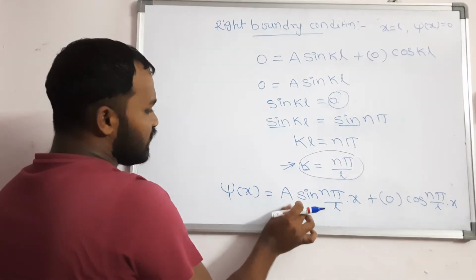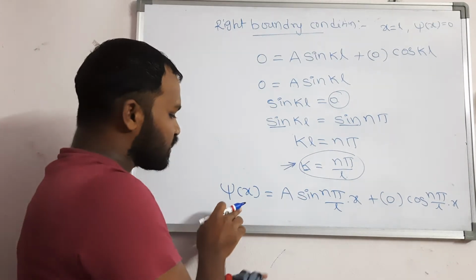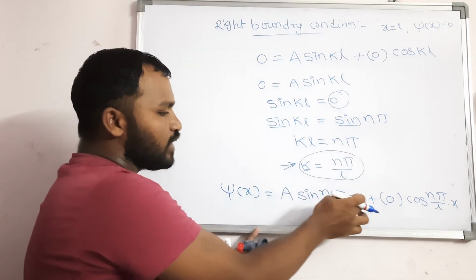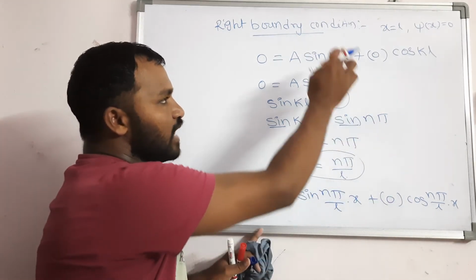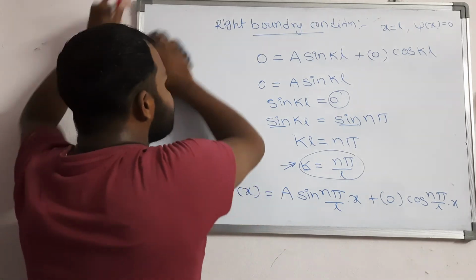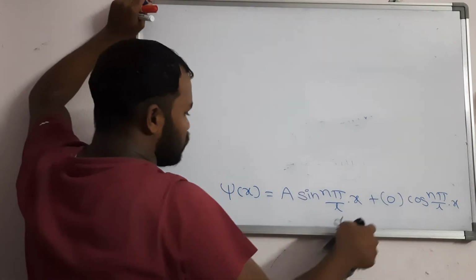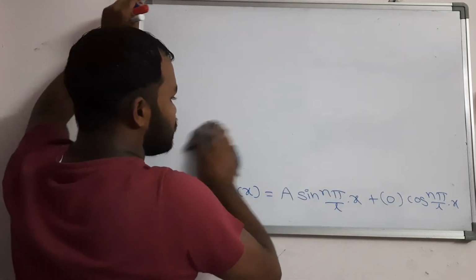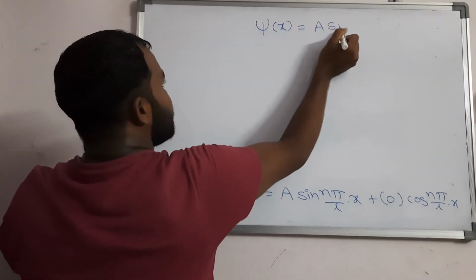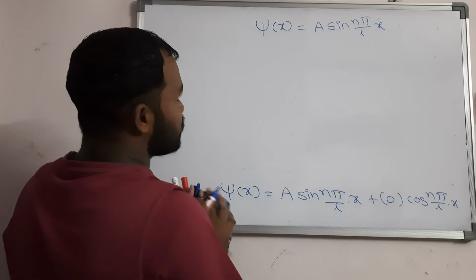Psi of x is equal to a sin kx plus b cos kx. I am substituting the values. Psi of x is equal to a into sin of n pi by l into x, plus b, whose value I got as 0, into cos n pi by l into x. If you observe clearly, 0 into something is 0. You will get only the function, so directly you should write psi of x is equal to a into sin n pi by l into x.